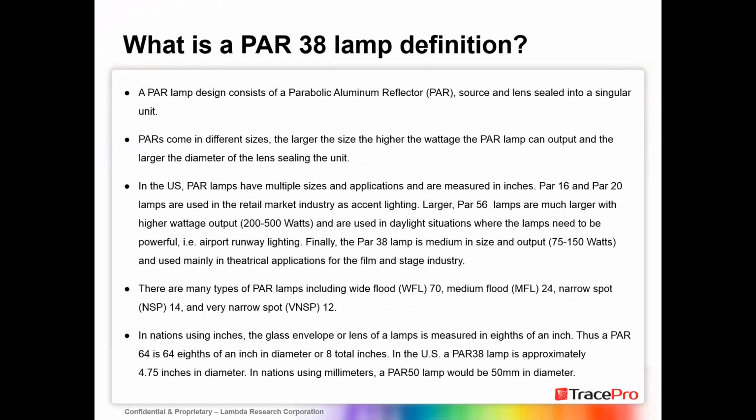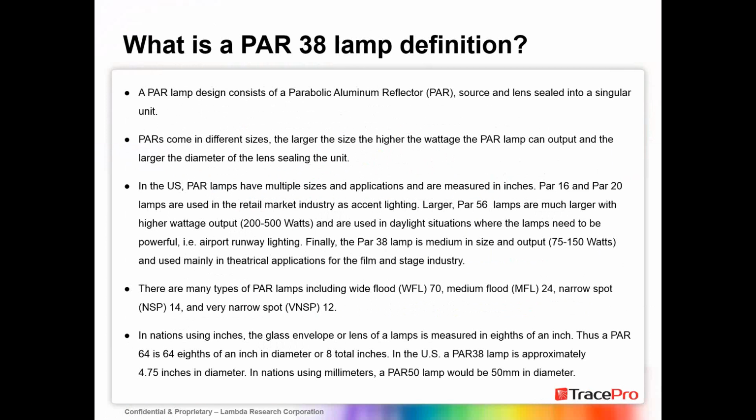In the U.S., PAR lamps have multiple sizes and applications and are measured in inches. PAR 16 and PAR 20 lamps are used in the retail market industry as accent lighting. Larger PAR 56 lamps are very big with higher wattages and are used in daylight situations where the lamps need to be very powerful, for instance, airport runway lighting. Finally, the PAR 38 lamp is medium in size, and the output is around 75 to 150 watts. These are mainly used in theatrical applications for the film and stage industry.